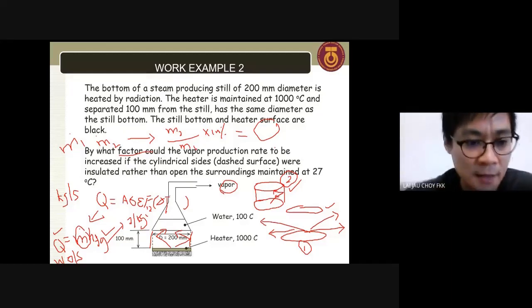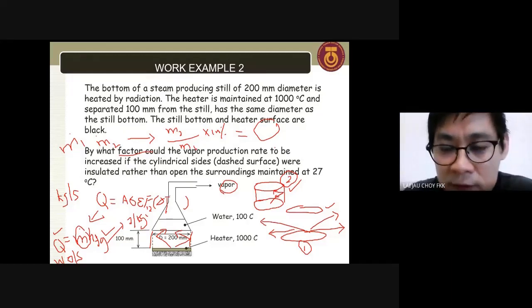I guess the explanation is clear. Any problem, any question regarding this before we end?